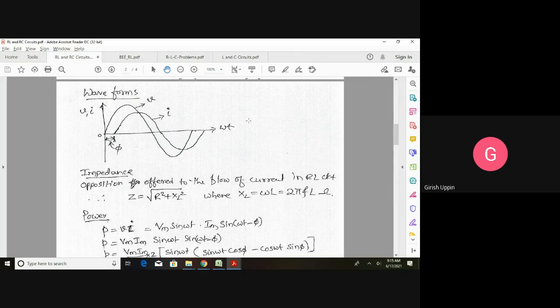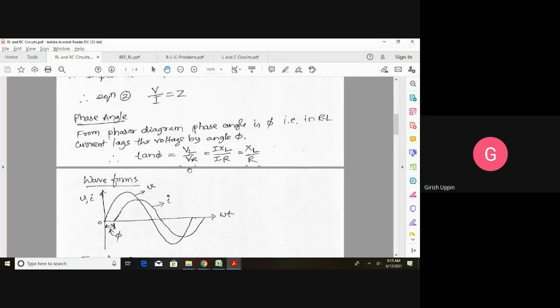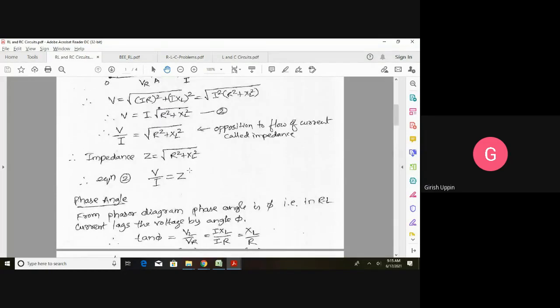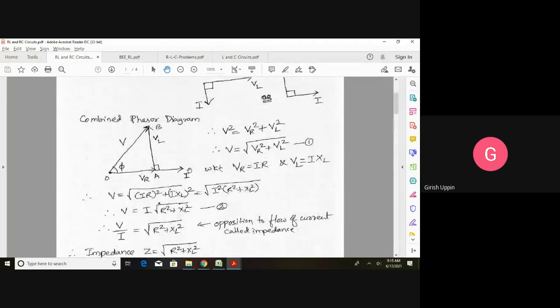Everybody, I hope everybody understood. I is equal to Im sin(omega t minus phi). That is the current representation. Intuitively, to understand this particular problem, I will just show you.